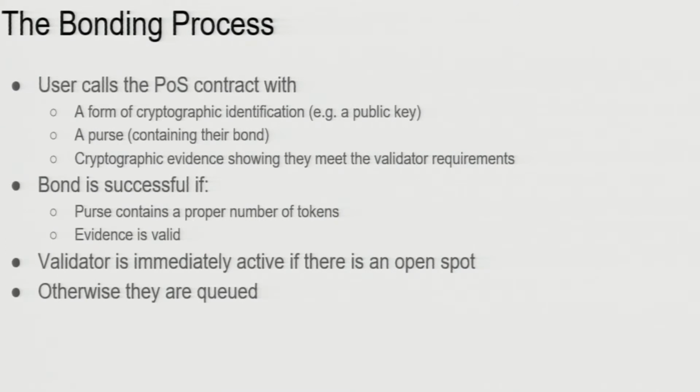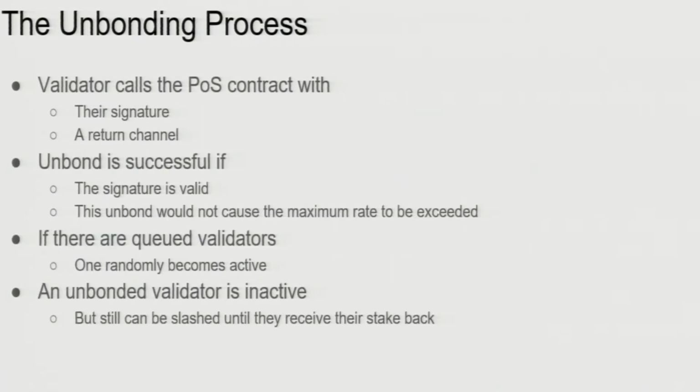And the bond is successful if your evidence checks out and you give a number of tokens in between the max and the min. And the validator becomes active if there's an open spot, but if you've already hit your maximum, you become queued. But notably, you are still bonded, so your tokens are held even though you're not yet actively validating. For unbonding, you call the proof of stake contract saying, please unbond me, here's my signature so that you know it's me, and a return channel.